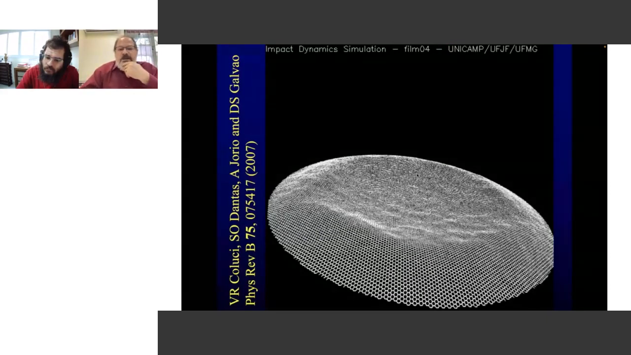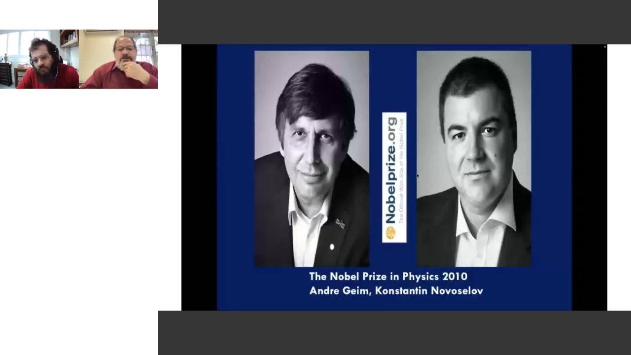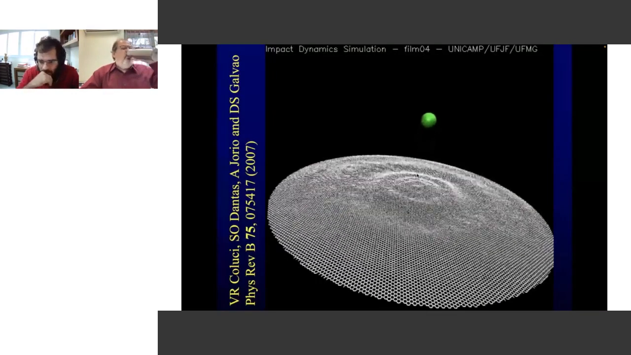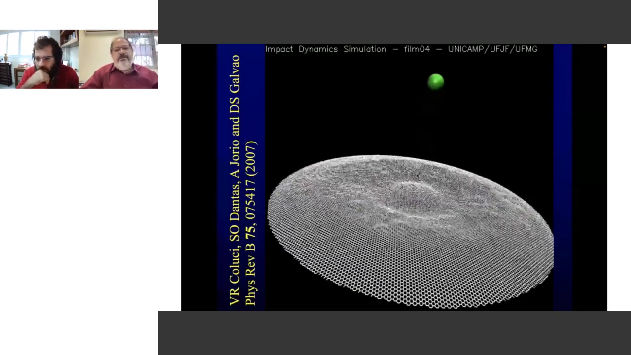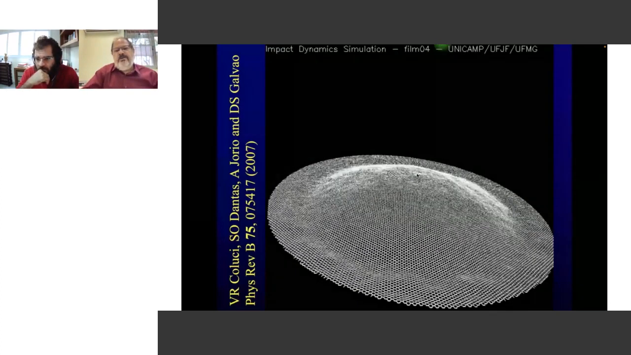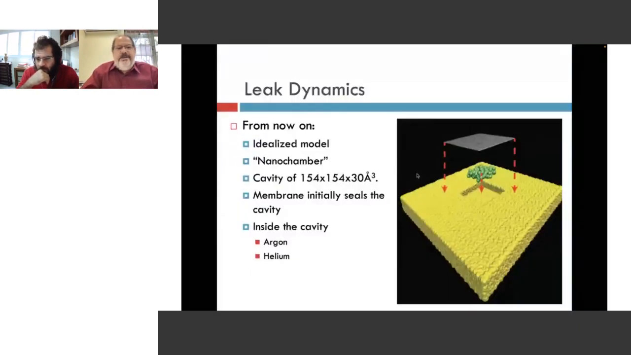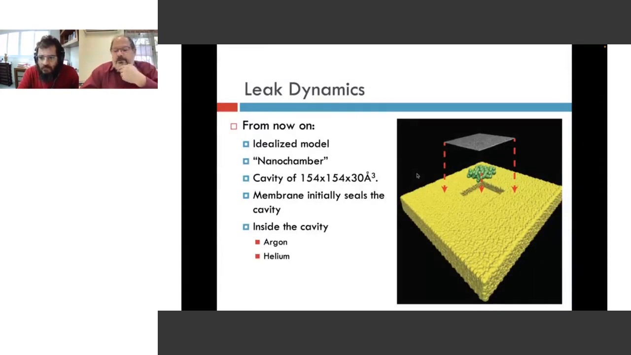And you see here a simulation of a nanoparticle colliding with a graphene membrane. You see the elastic wave propagation. It's almost a textbook of mathematical physics. People have exploited this property to create a series of applications.